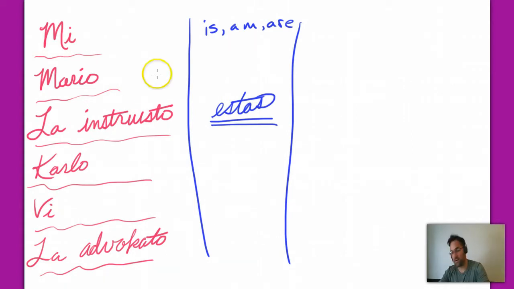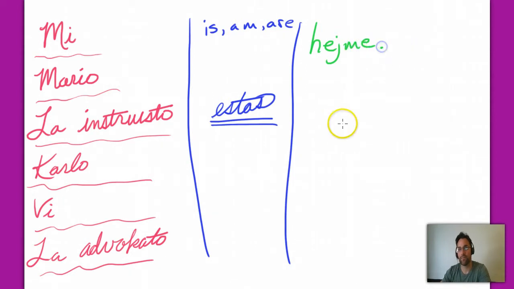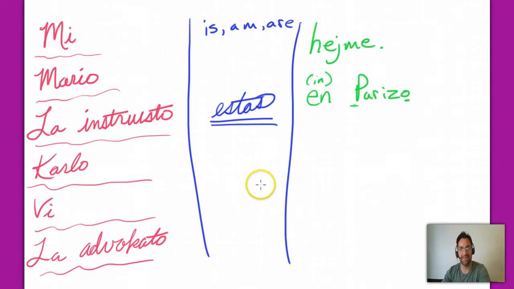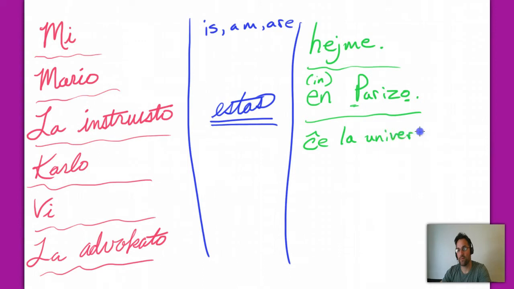for finishing the sentence are hejme, in Parizo. We see that's a proper noun, and it ends in o, so it's definitely a noun. En is one of those easy to remember sight words because it sounds so much like in, at least for English speaking students. Ĉe la universitato, so this is at.